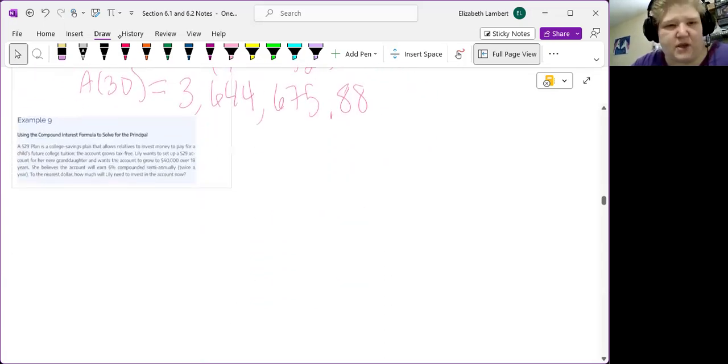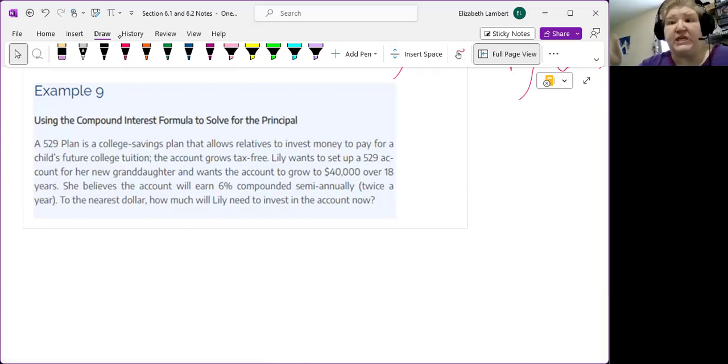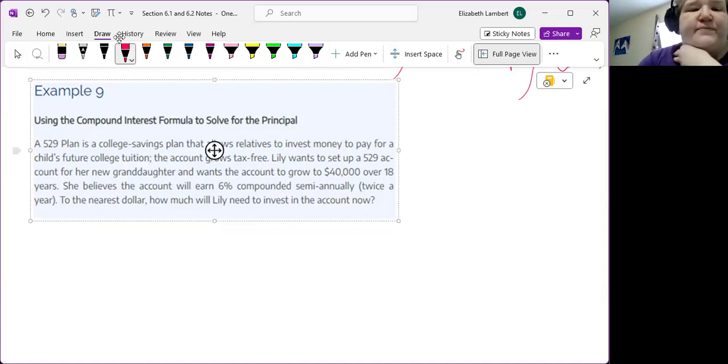Now we can also use this formula to solve for a principal. So if I don't know how much I want to put in the account, but I know after this many years, I want it to have this amount. So here's what we have here is a college savings plan. So you want to set this up. In this case, it's Lily setting it up for her granddaughter. She wants it to be $40,000 to grow over 18 years. She believes the account is going to earn 6% compounded semi-annually, twice a year. So to the nearest dollar, how much will Lily need to invest in the account now?